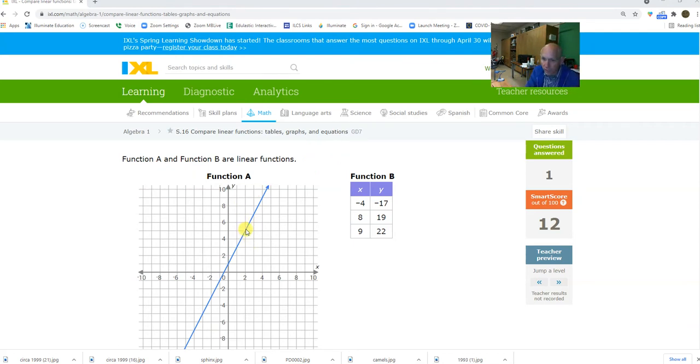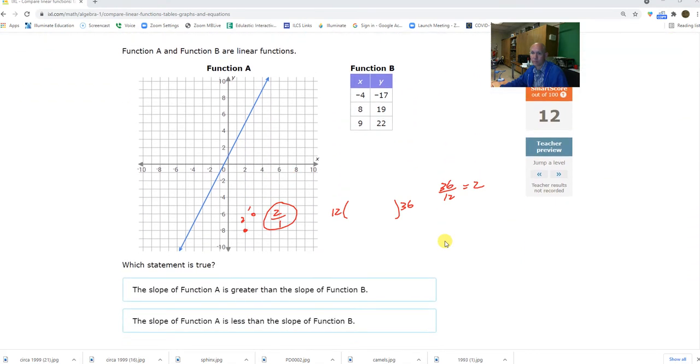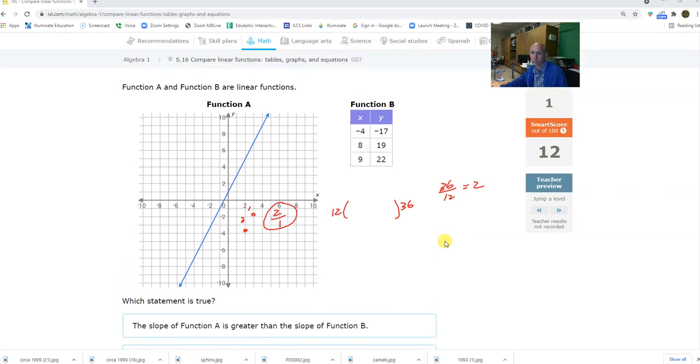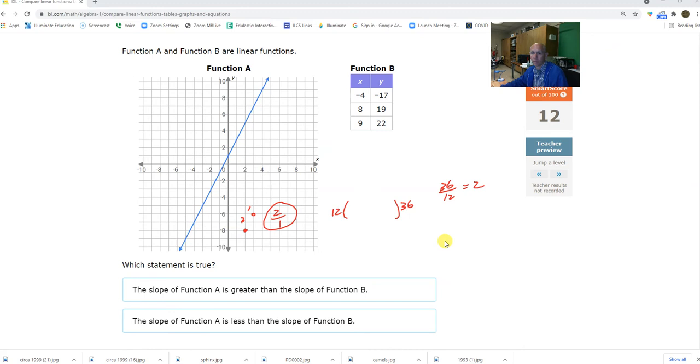All right, the slope of this line is rise of 2, run of 1. There's our slope. This guy, rate of change, or the change here, -4 to 8 is 12. -17 to 19 is 36. So this is 36 over 12, which is 3. Let's see what our options are.